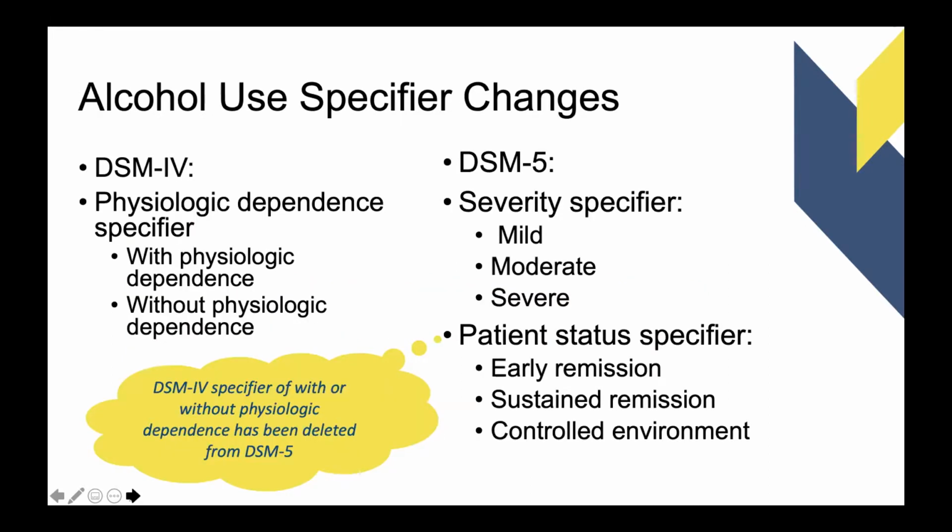The alcohol use specifier changes. The DSM-4 used to be a physiologic dependence, with physiologic dependence or without physiologic dependence, to the newer version of the DSM-5 with a severity specifier of mild, moderate, or severe. So we may have an alcohol use disorder that is mild, moderate, or severe. And then you also want to note their status of early remission, sustained remission, or controlled environment.